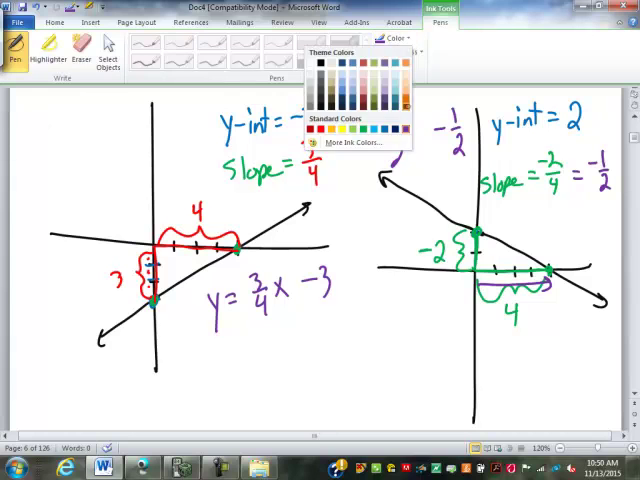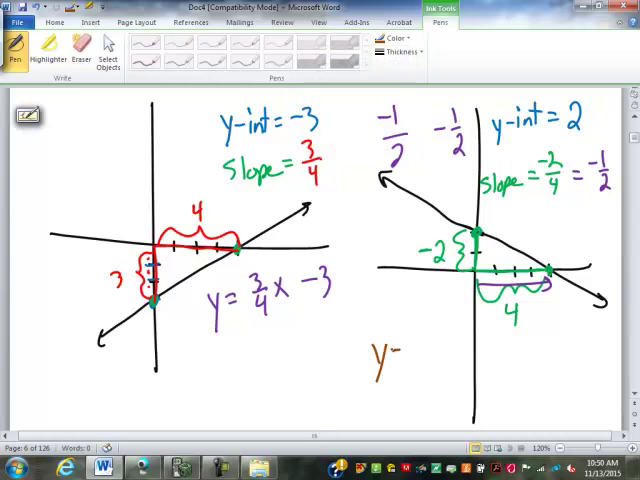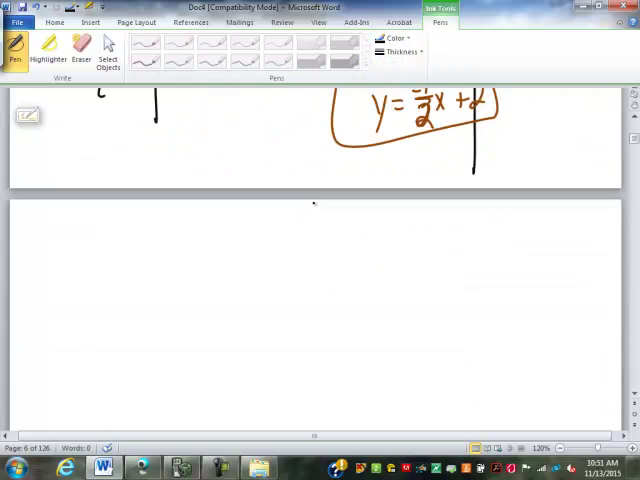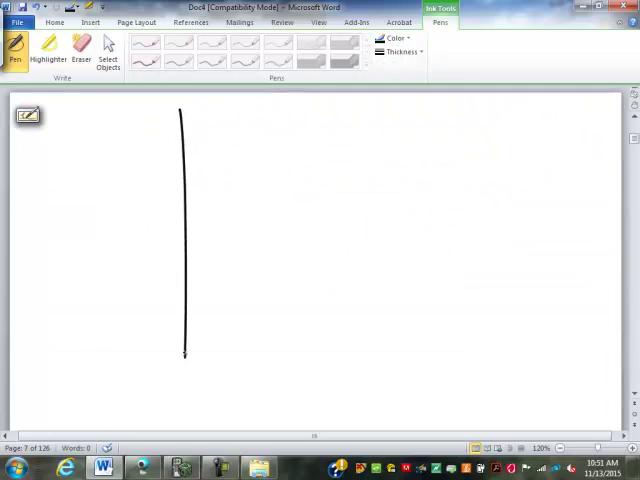So the equation for this is what? Y equals -1/2 x plus 2. What do you think? Doable? Let's have you guys try one. Find the equation for that line.